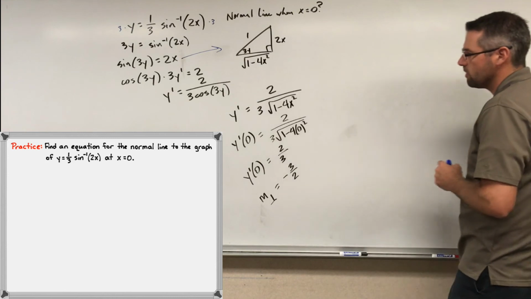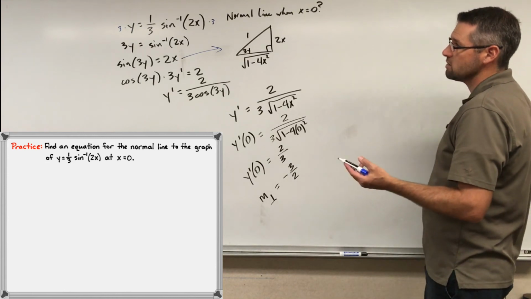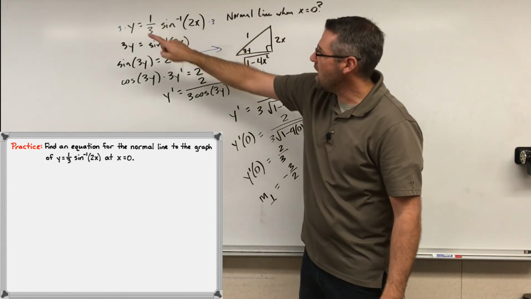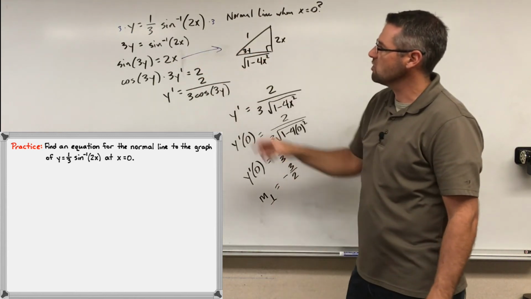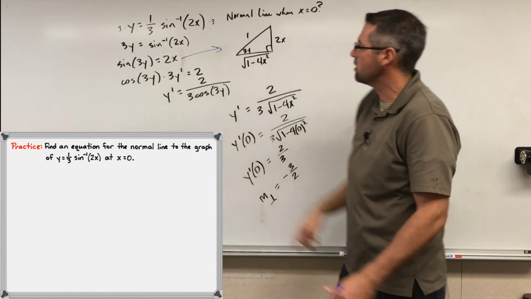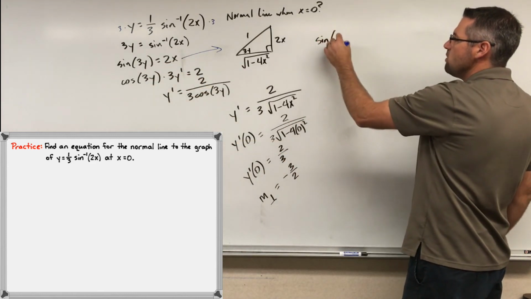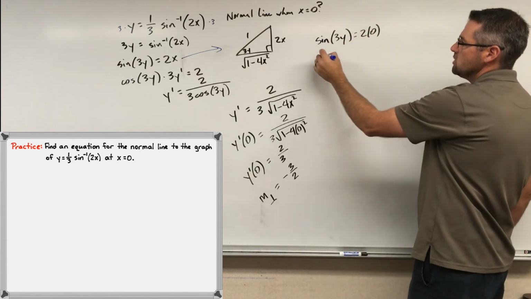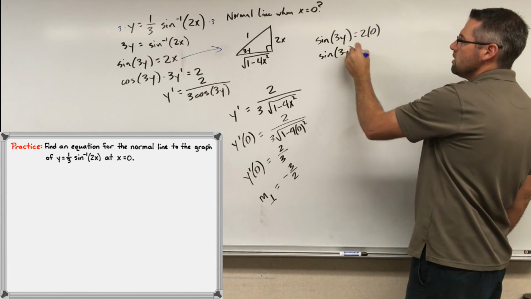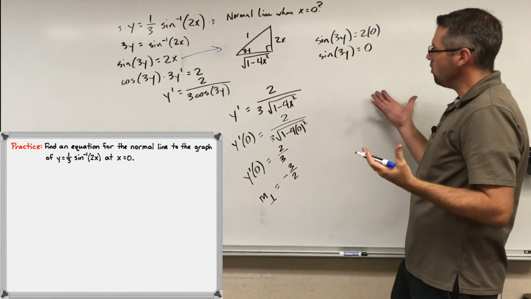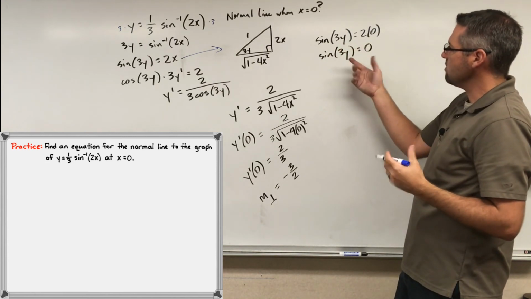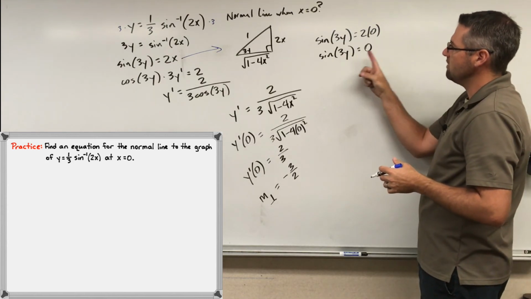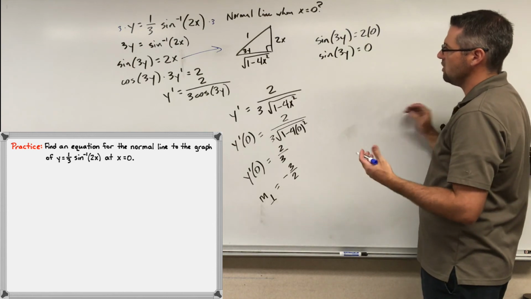So I got my slope. The next thing I need is my point. Now, it's simple enough. We could just plug in 0 here and figure out what y is. But again, I don't like dealing with inverse functions, so I'm just going to use this equation right here. The sine of 3y is equal to 2 times 0. Okay? And so we end up with sine of 3y equals 0. So what is the value of y that produces 0 when I take the sine of 3y? So sine of what gives you 0? Sine of 0 gives you 0.